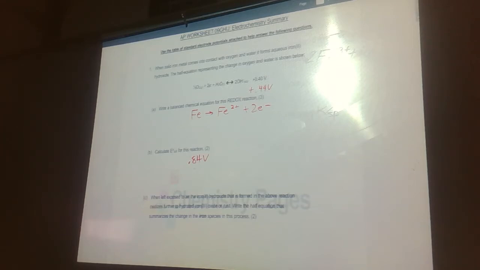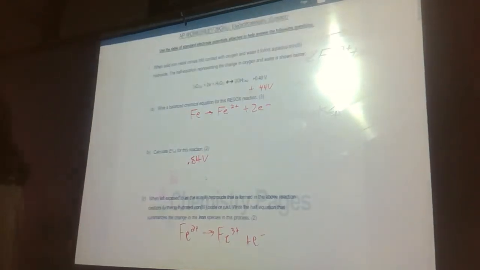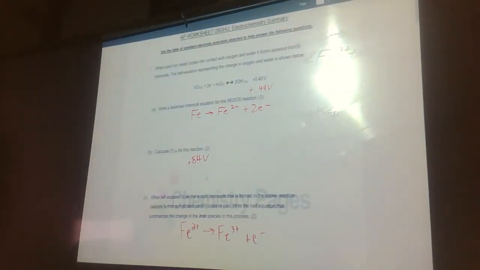Yeah. When left exposed to air, the iron 2 hydroxide that is formed in the above reaction oxidizes further to iron 3 oxide. Write the half equation that summarizes the change in the iron. Iron 2 plus oxidizes again. You get another oxidation. Questions on number 1? Okay.